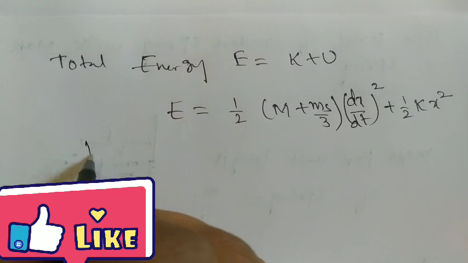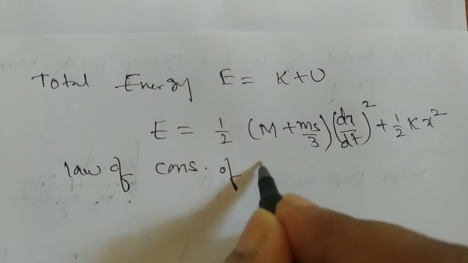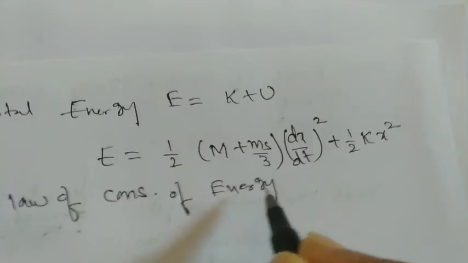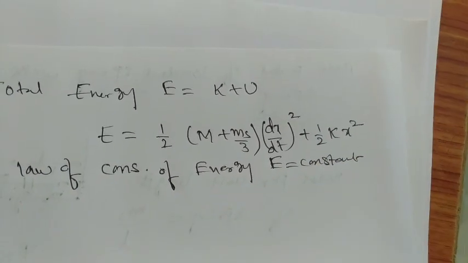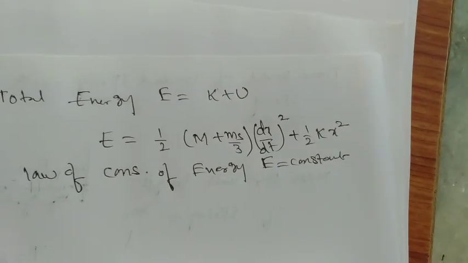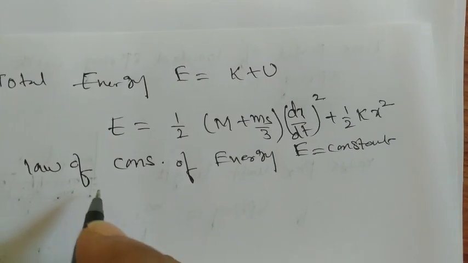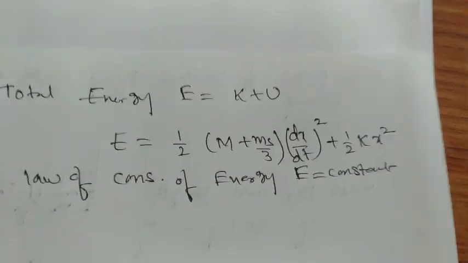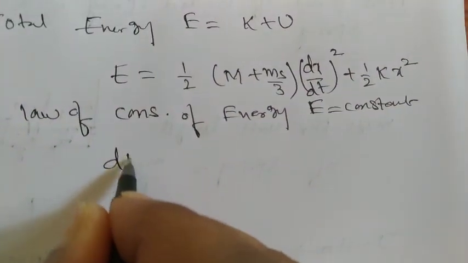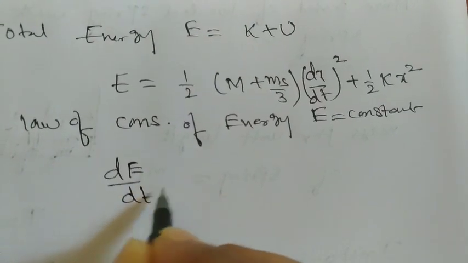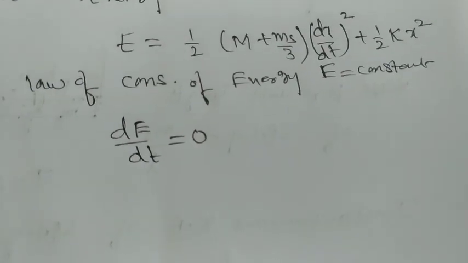But according to the law of conservation of energy, total energy remains constant; energy can neither be created nor destroyed, but changes from one form to another. The total amount of energy remains constant. Total energy remaining constant means that when I differentiate it, dE/dt equals 0. Its first order differentiation is equal to 0.